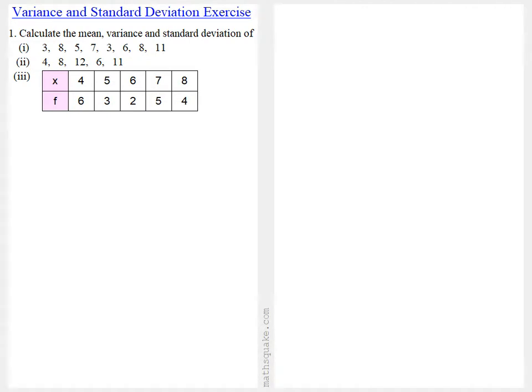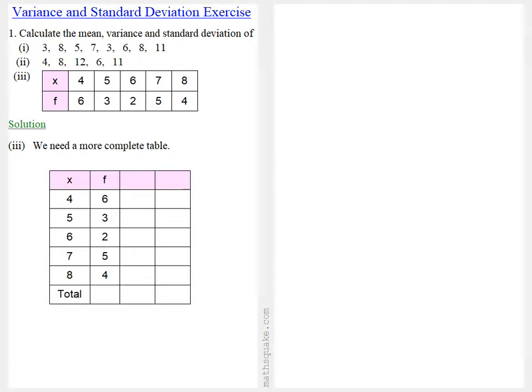Now in part 3, we're asked to find the mean, variance and standard deviation of some group data. We've got the numbers 4, 5, 6, 7 and 8 with frequencies 6, 3, 2, 5 and 4. Now it's a good idea to draw a more complete table. So I've drawn X and F as columns and extended the grid. Now we've got 6 4s and 3 5s and 2 6s and 5 7s and 4 8s.